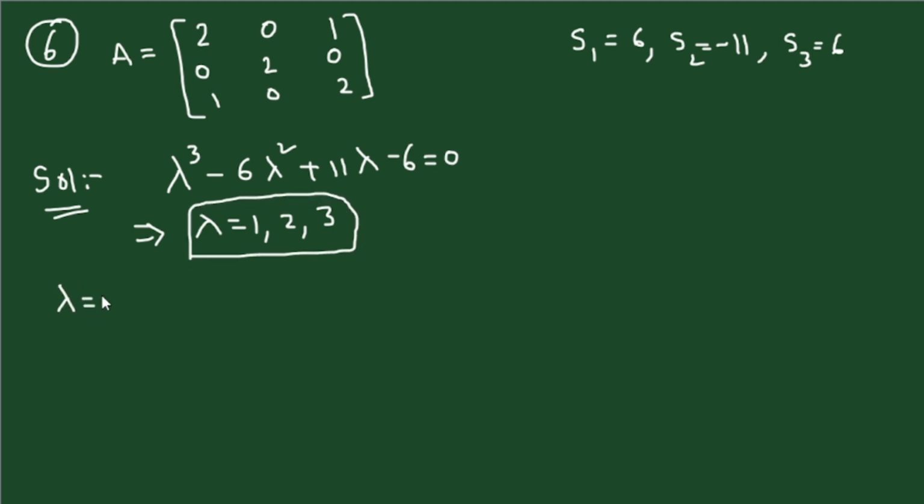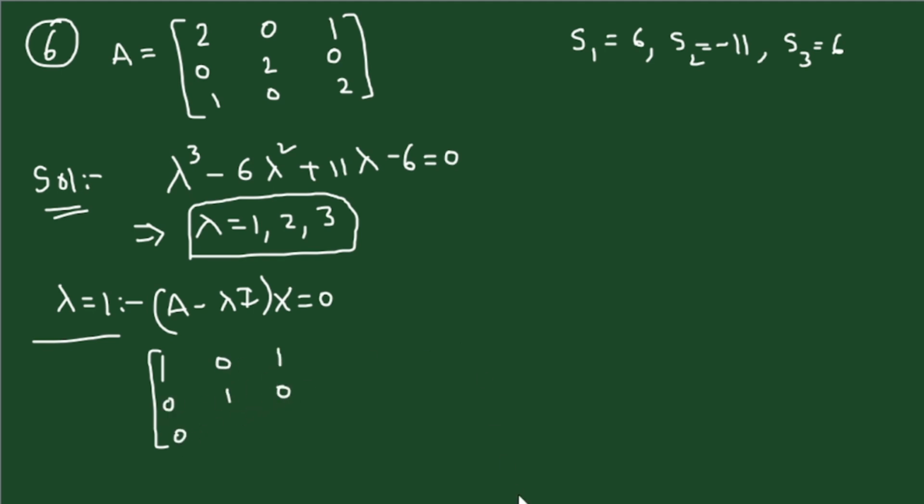For lambda equal to 1, the first eigenvalue, the equation is (A minus lambda I) x equal to 0. You put lambda equal to 1 in this. That means subtract lambda from the principal diagonal. You will get 1, 0, 1, 1, 0, 1, that means we have subtracted 1 from the principal diagonal, times x, y, z equal to 0, 0, 0.